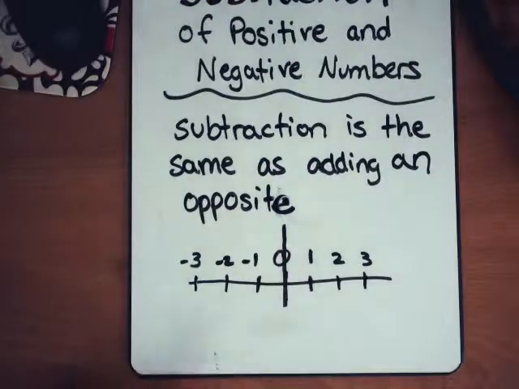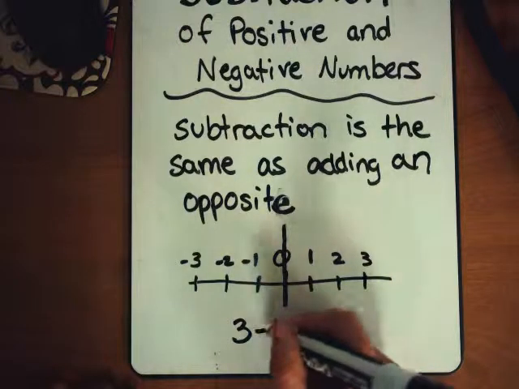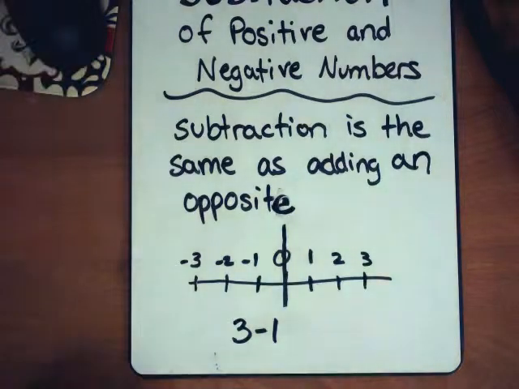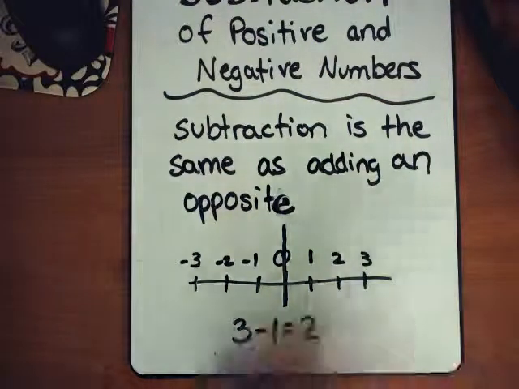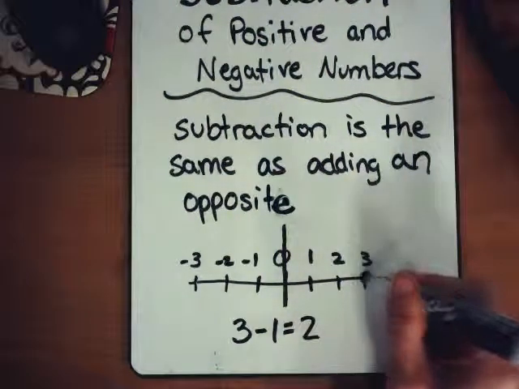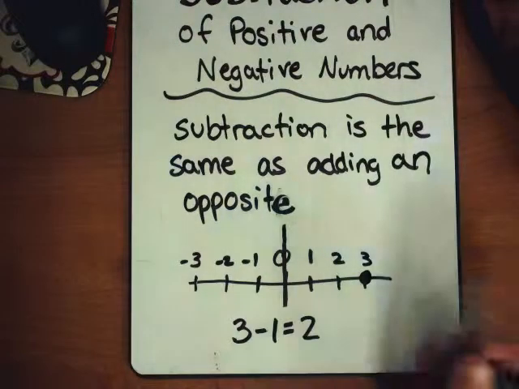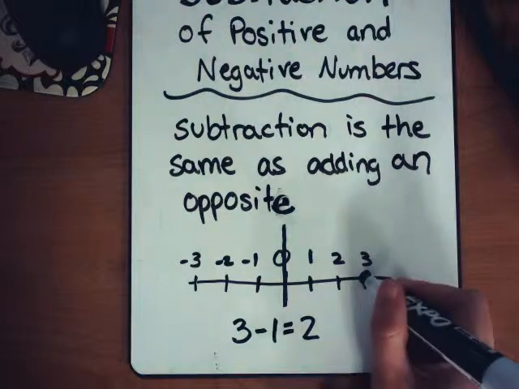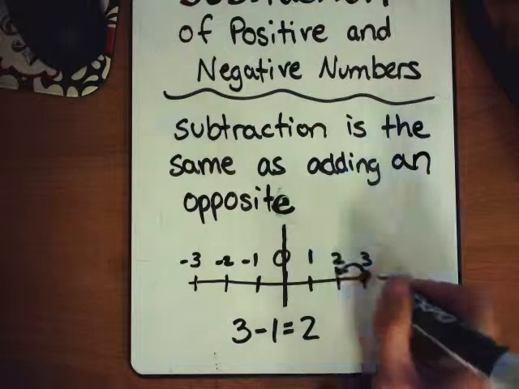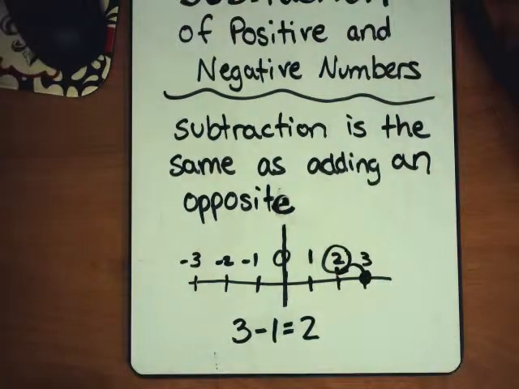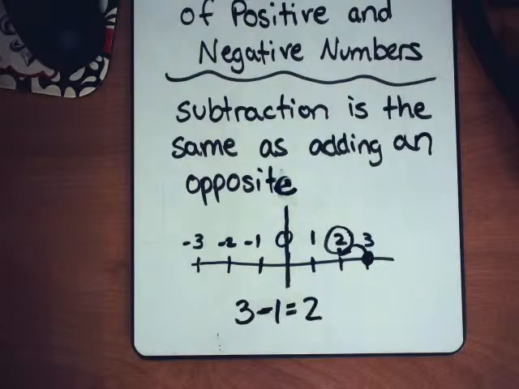Let's think about a really easy problem to grasp this understanding. Think about 3 minus 1. Okay, what is 3 minus 1, guys? 2, right? I want you to think about if I started on the 3 and I added a negative 1. It's the same thing as walking backwards 1, right? I'm adding a backward step, which is a negative 1, and I'd still end up on 2. So when you see a subtraction sign today, I want you to think about it as adding an opposite.